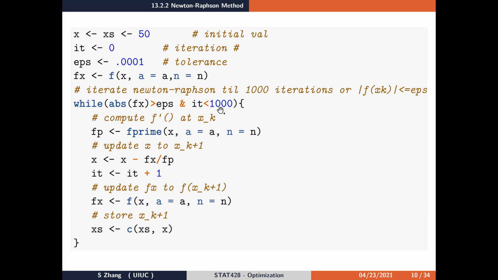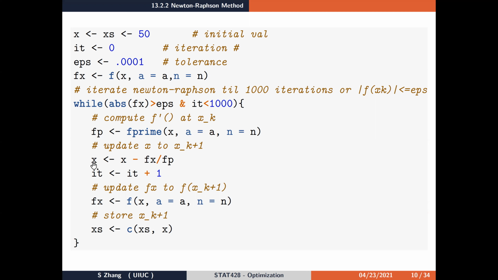So while the absolute value of f(x) at the current x is still greater than epsilon, and the iteration number is still below 1000, we will first evaluate f prime at the current xk. So we use the function f prime to do this, plug in the current x value and a and n. And then, based on f(x) and f prime of x, we will update x to xk plus 1. This is given by the current x, xk, minus the ratio between f(x) and fp, so f prime. We will also increment the iteration number by 1.